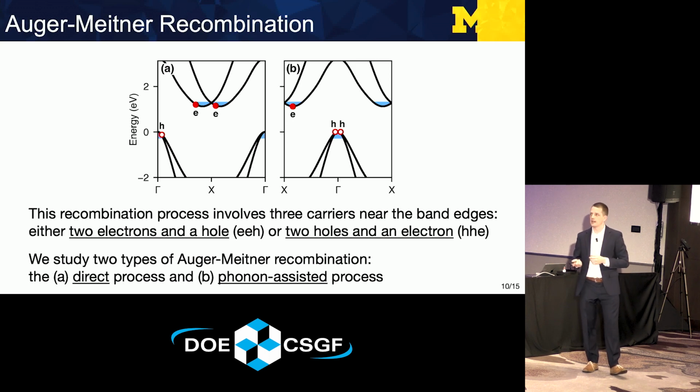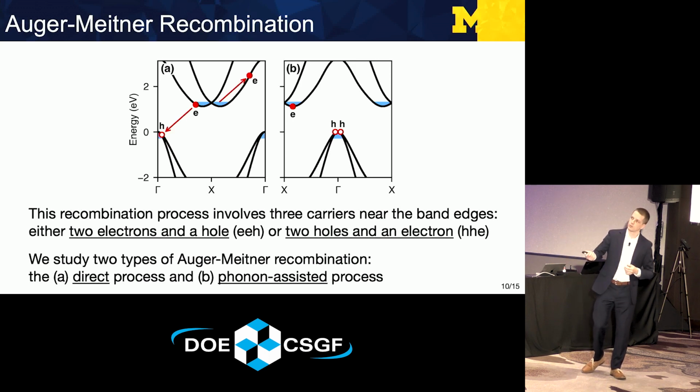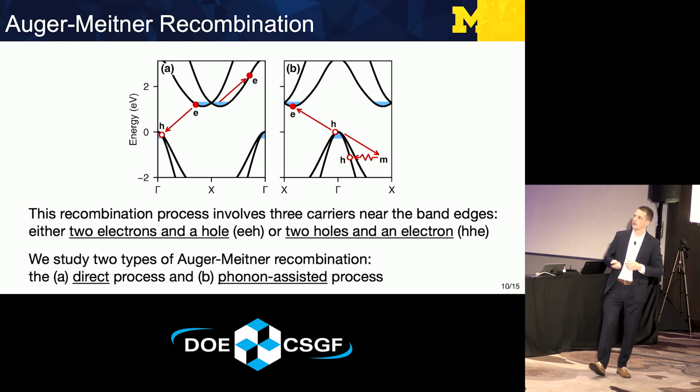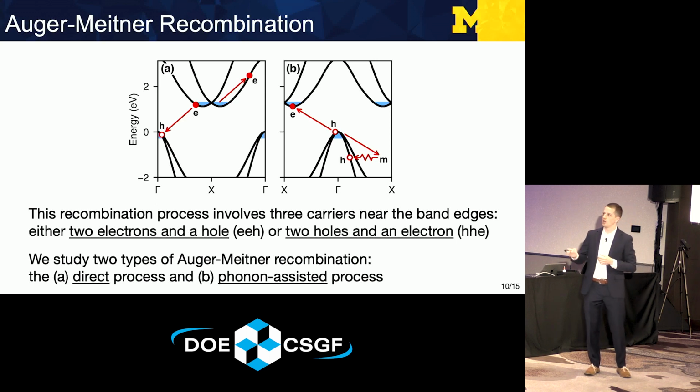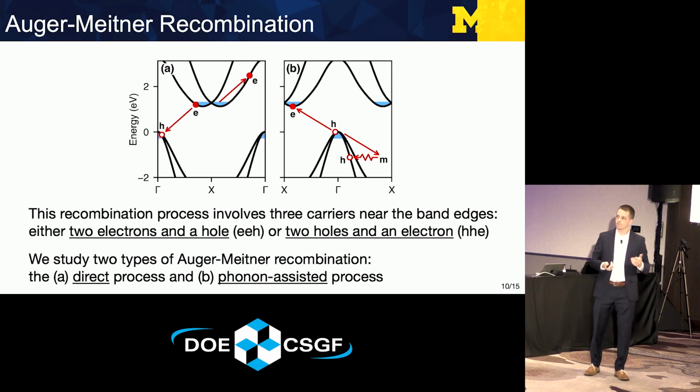Now this can happen in a direct way, which I'm showing on the left, where energy and momentum are strictly conserved between these two processes. Or, as I'm showing on the right, it can happen in a phonon-assisted way, where you get to an intermediate state, then absorb or emit a phonon and get that momentum to land in a final state. It turns out that calculating these processes is non-trivial. They're difficult, and you can imagine why when you're considering all these different carriers and this fairly complex Coulomb interaction.